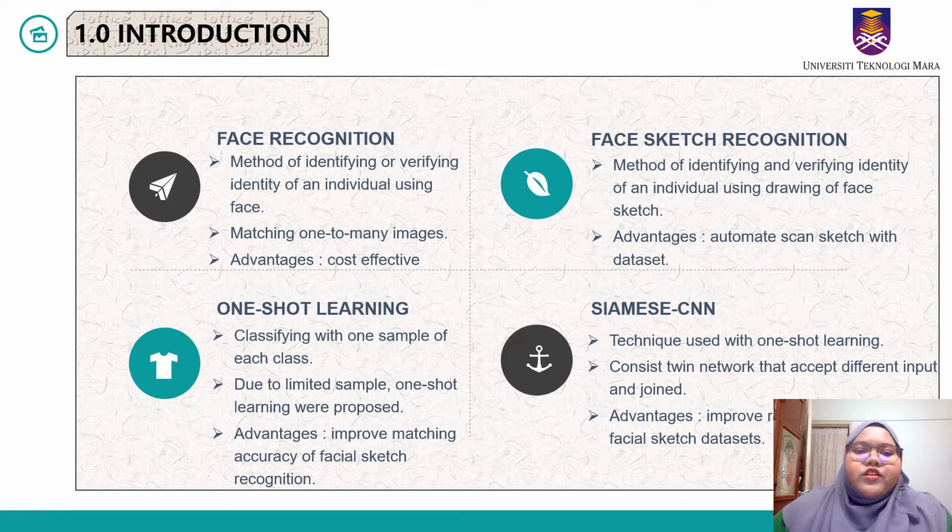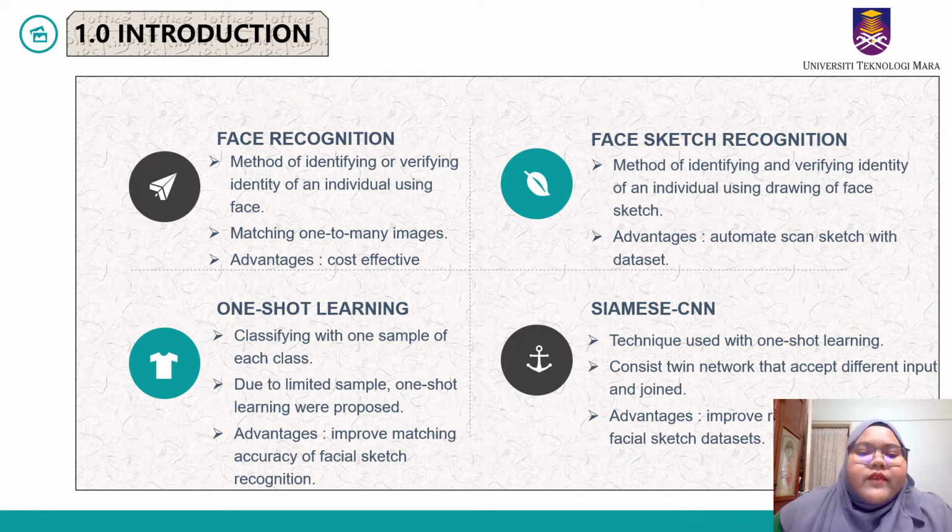What is face sketch recognition? Face recognition is a method of identifying and verifying the identity of an individual using the face. It will match one-to-many images in the dataset, and the advantage of using this method is that it is able to reduce the cost. Next, face sketch recognition is also a method of identifying and verifying the identity of an individual, but in this case, it will use drawings of face sketches. The advantage of this technique is that it is able to automate scanning a sketch against the dataset.